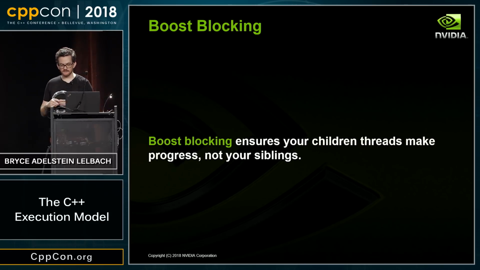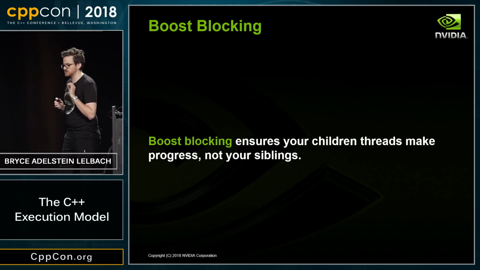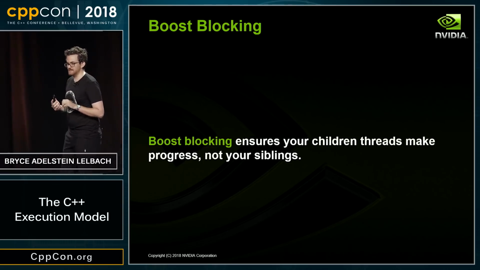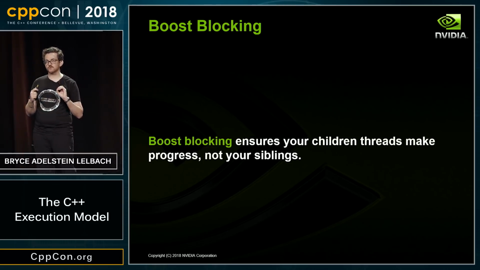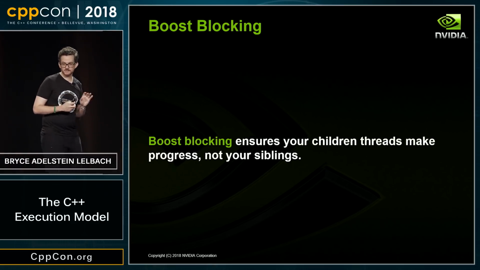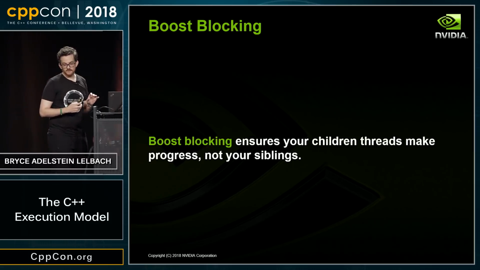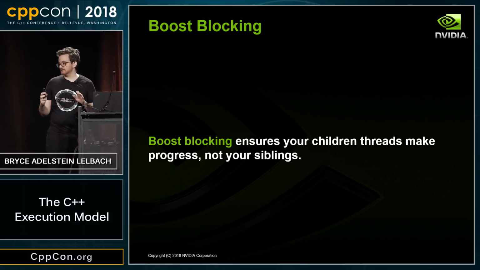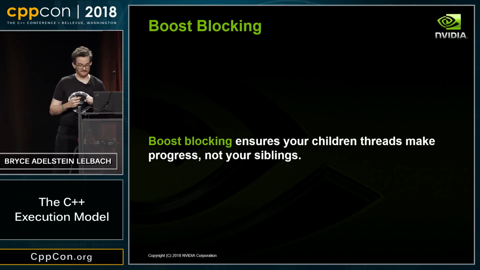So boost blocking is a way to ensure that your children threads, work that you spawn, make progress, but it's not necessarily a way to make sure that your siblings make progress. The reason I point this out is that boost blocking is not a magical solution that prevents you from deadlocking a lightweight work-stealing task scheduler that only gives you weakly parallel forward progress guarantees. It gives you some protection. In particular, as I said, it will ensure that your children threads make progress, but not your siblings.